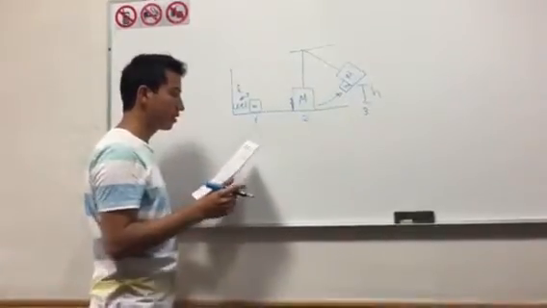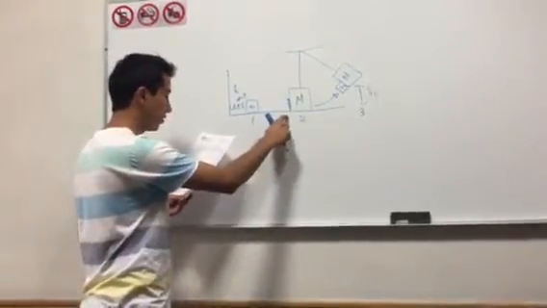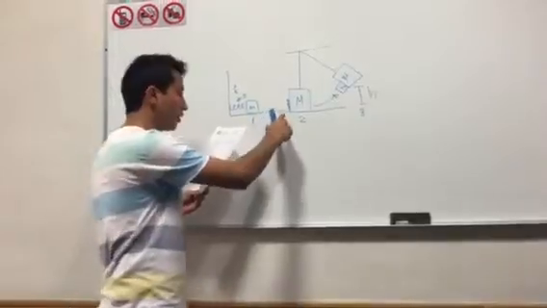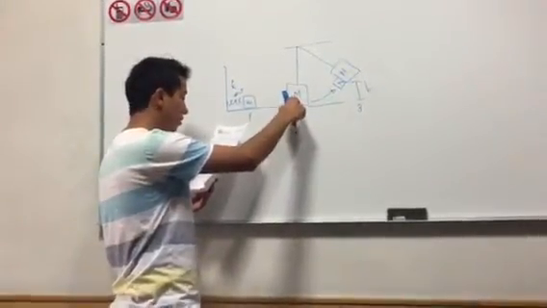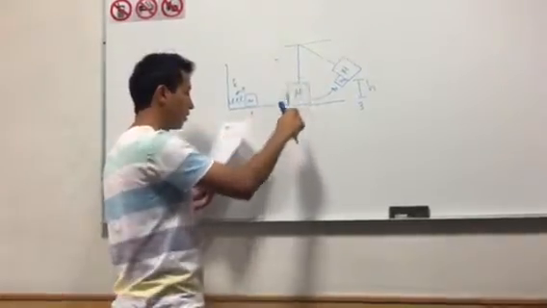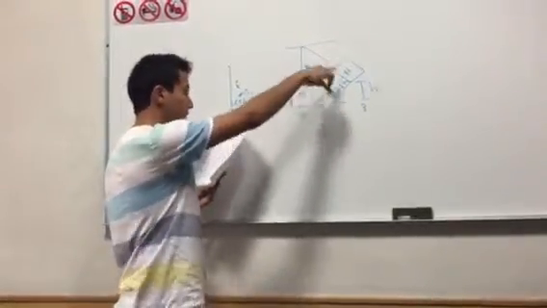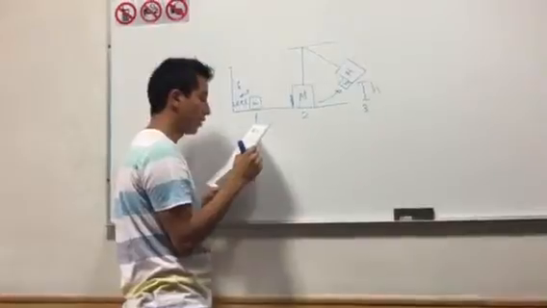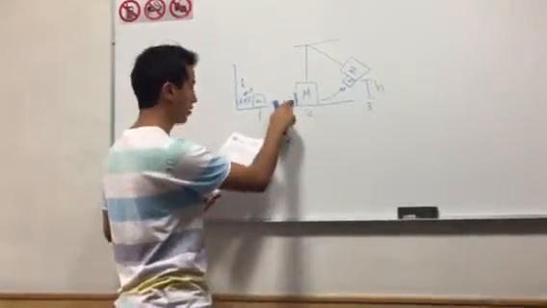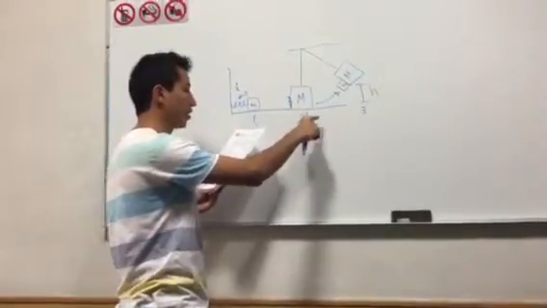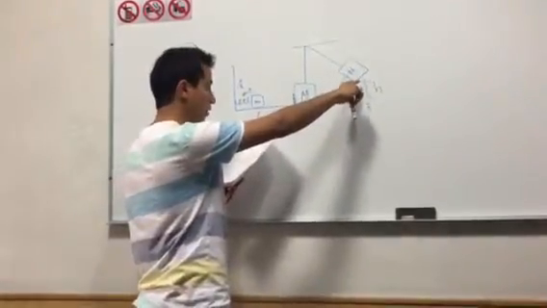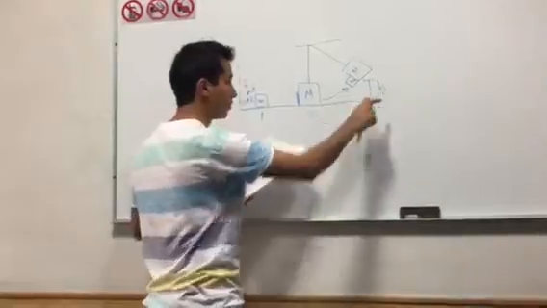Then the block is released and slides on a frictionless surface, this is frictionless, until it collides with a block of mass m that is attached with strings to the ceiling like a pendulum. The larger block has glue on the side, this part. So the two blocks stick together after the collision and swing up, they go together, to a maximum height h.